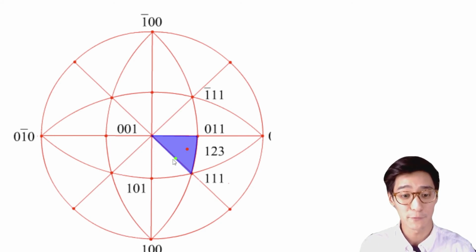Once the pole has fully rotated into the boundary between these two quadrants, two slip systems, this quadrant and this quadrant, are now equivalent, and slip is activated in both. Conceptually, these two slip systems now have the exact same Schmid factor.